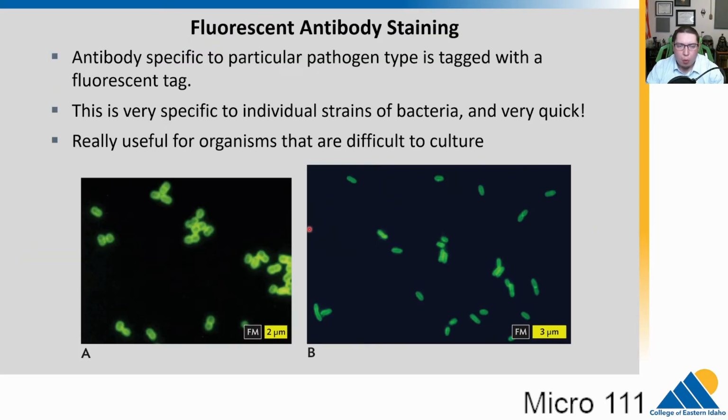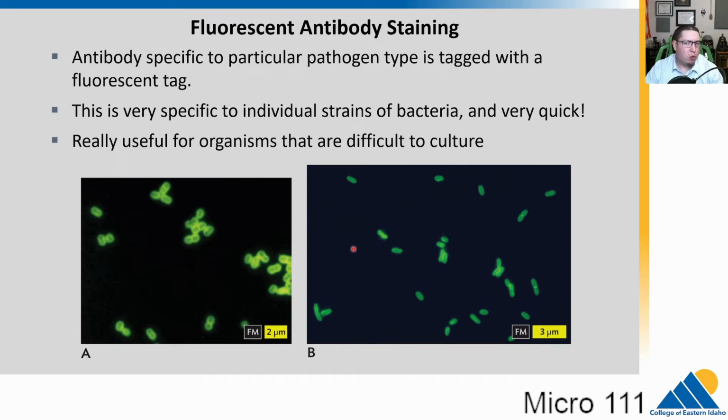I want to finish up with antibodies when we're talking about fluorescent antibody testing. We can make specific antibodies that recognize specific bacterial species. Here you can see one that recognizes diplococci, so pairs of cocci. Here we're recognizing rod-shaped bacteria.